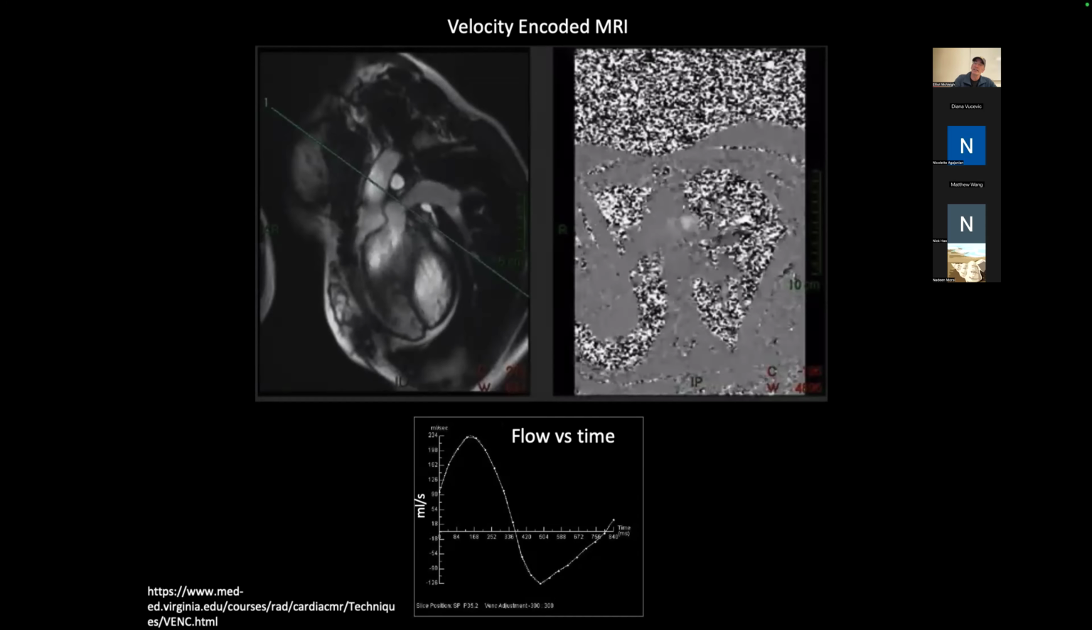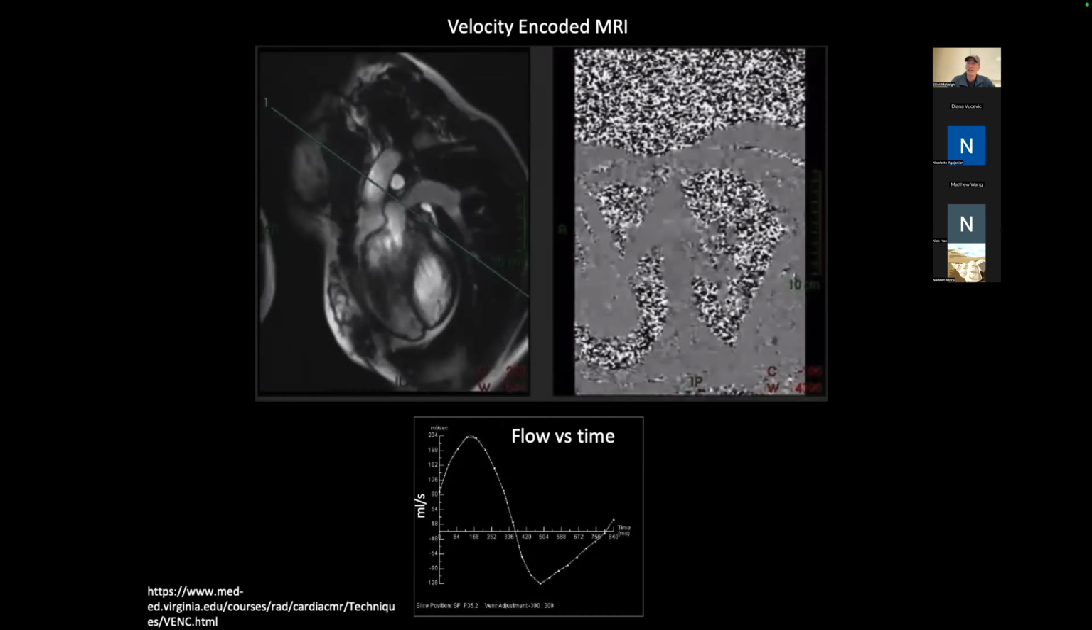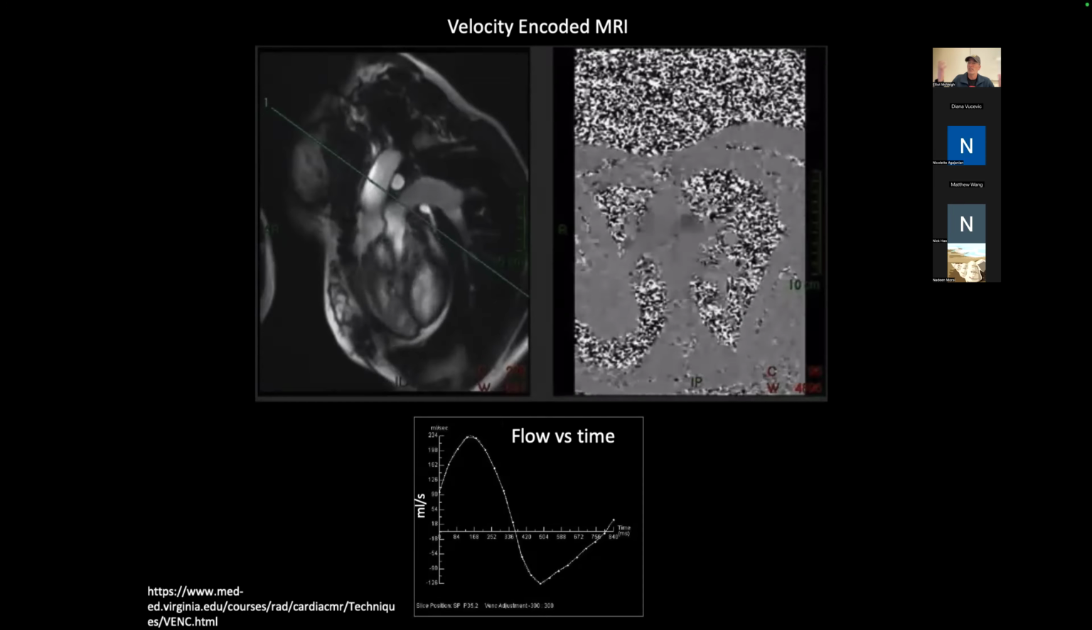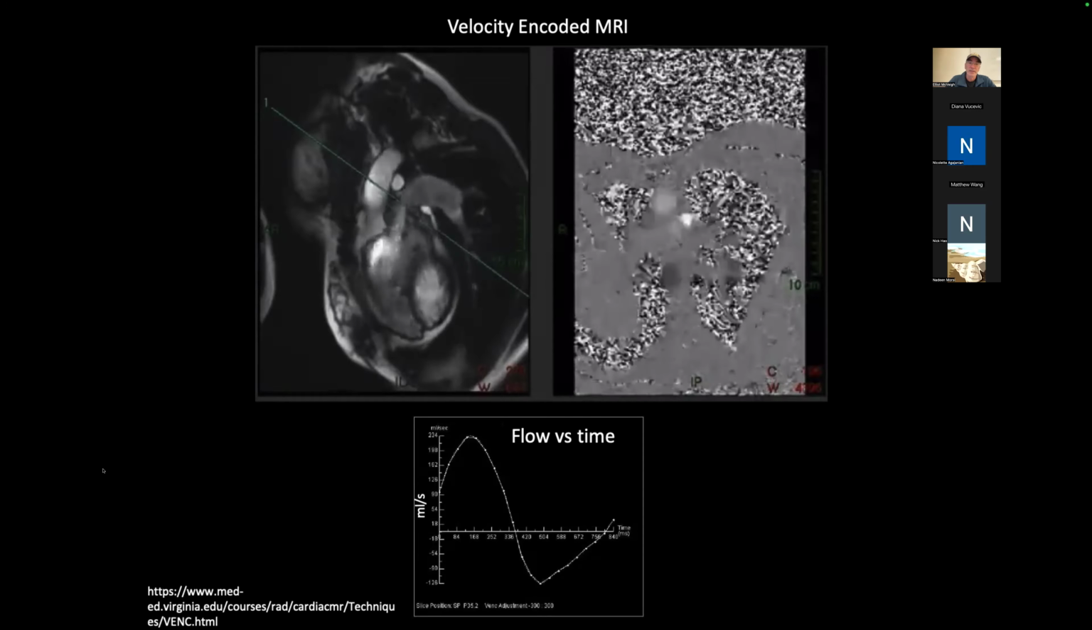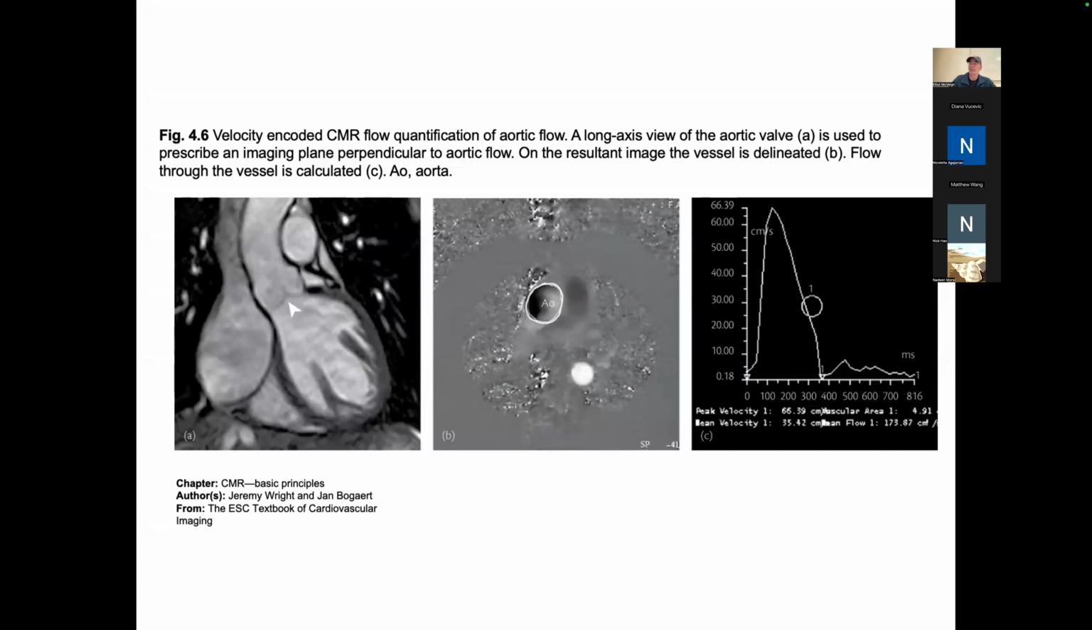by applying that bipolar gradient. In this case, that bipolar gradient was done in the slice direction. So it's just one-dimensional velocity. You can apply 3 gradients, do 3 separate acquisitions, and get velocity vectors, where they are in space.